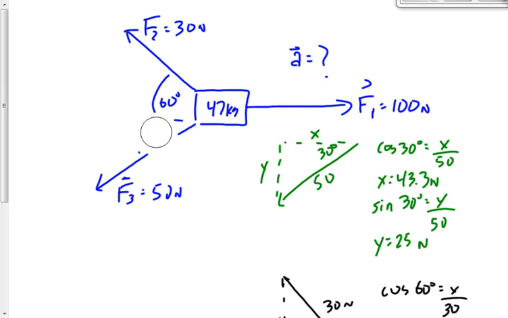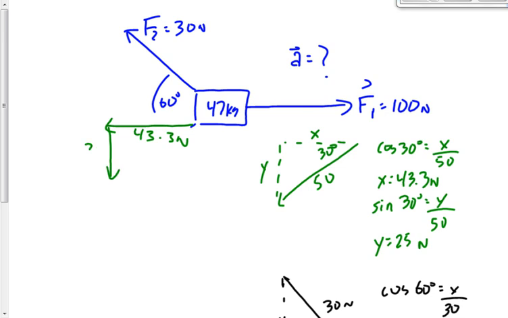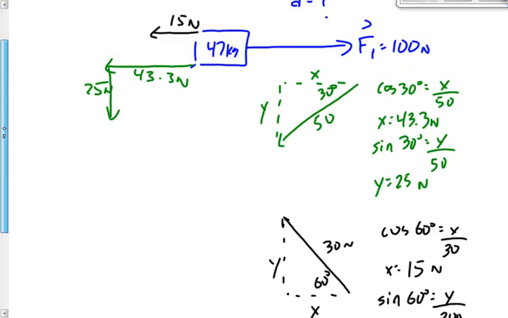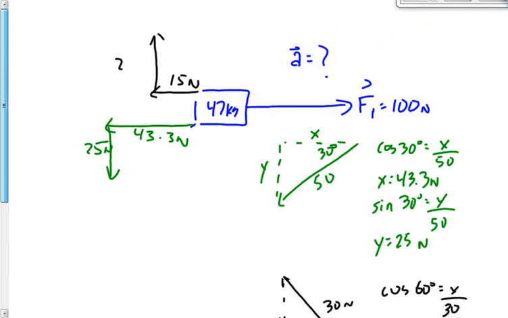All right, so what I can do at this point, if I want, is to replace this 50 Newton vector with a vector that's 43.3 newtons and a vector that's 25 newtons down. I can replace this 30 Newton vector with a vector that is 15 newtons to the left, and with a vector that is 25.98 newtons upwards.